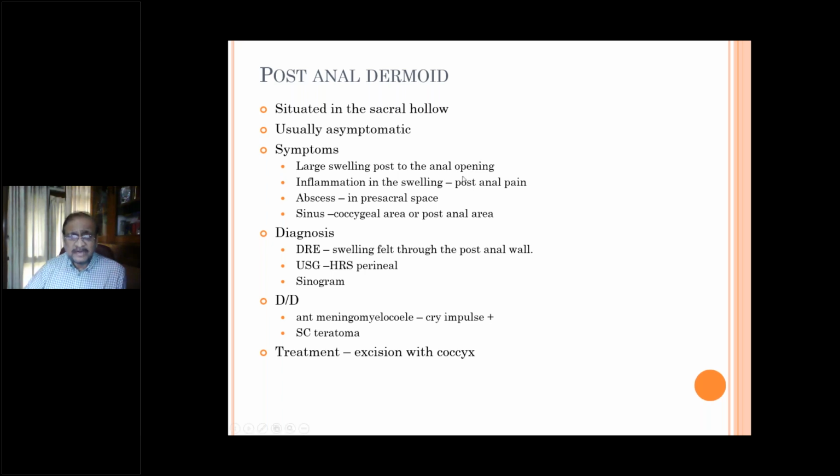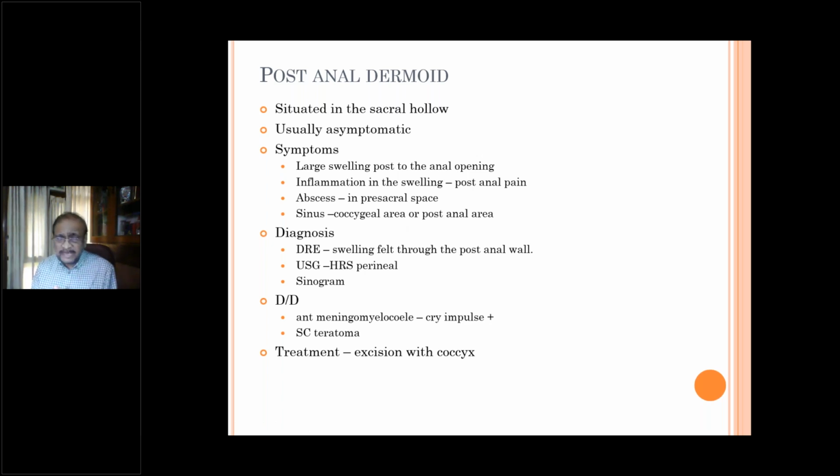Situated in the sacral hollow, we all know that, usually asymptomatic. This dermoid is asymptomatic unless it becomes very large when it protrudes through the anal opening, or it becomes inflamed, giving rise to post-anal pain and systemic signs of infection, becomes an abscess, or becomes a sinus when it bursts through, a sinus lying between the coccyx and the anal opening, or the pus bursts through the anal opening. Then you start suspecting a fistula in ano.